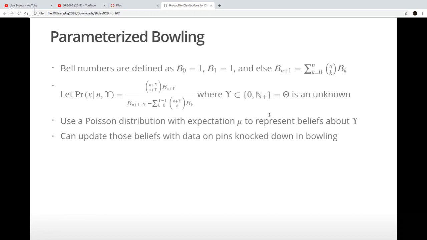That's all. And if upsilon is an unknown parameter that is defined for non-negative integers, you could use the Poisson distribution with expectation mu to represent your beliefs about upsilon. And then you could update those beliefs with observed data on what happens on pins knocked down with various frames of bowling.